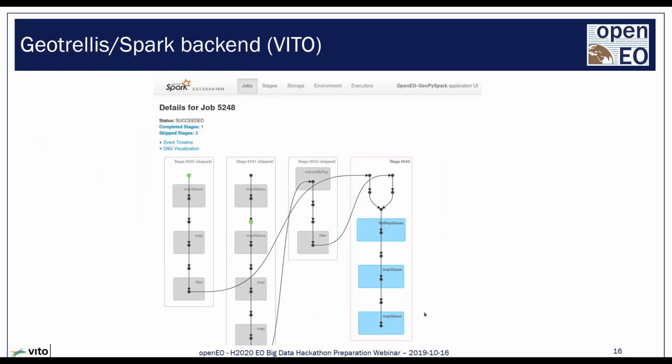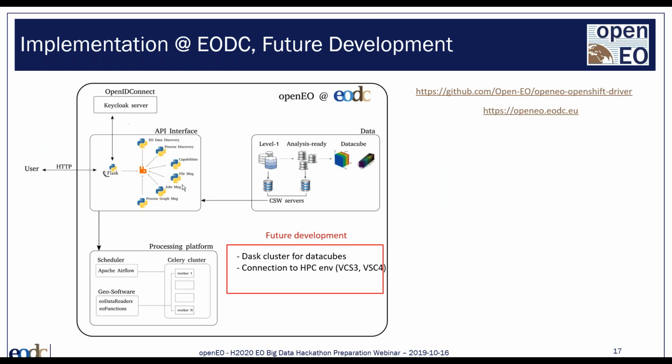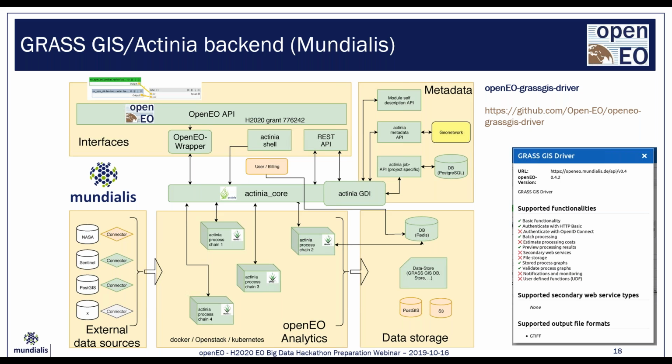I know that also the guys from EODC have a simple version of their cluster running in a local environment where they spin up the Docker containers that they base their processing workflows on locally. But you should look into the different ones, see what is closest to your setup, and then try to run this. This is the example of GraphJS from Actinia, from Mundialis, based on Actinia.